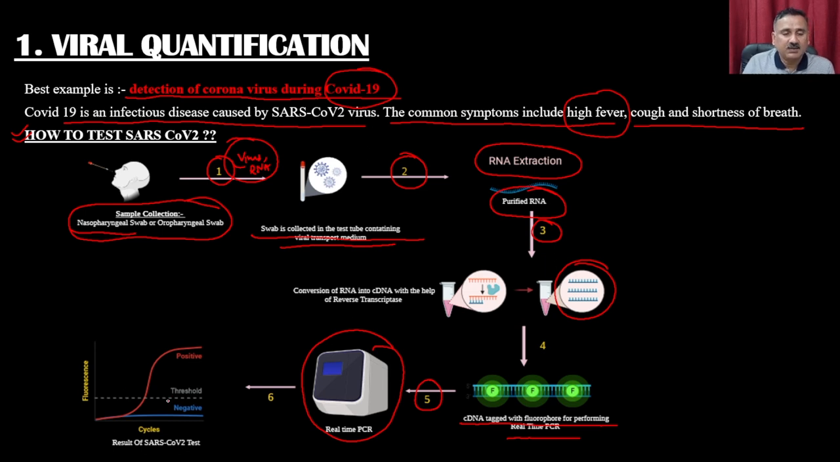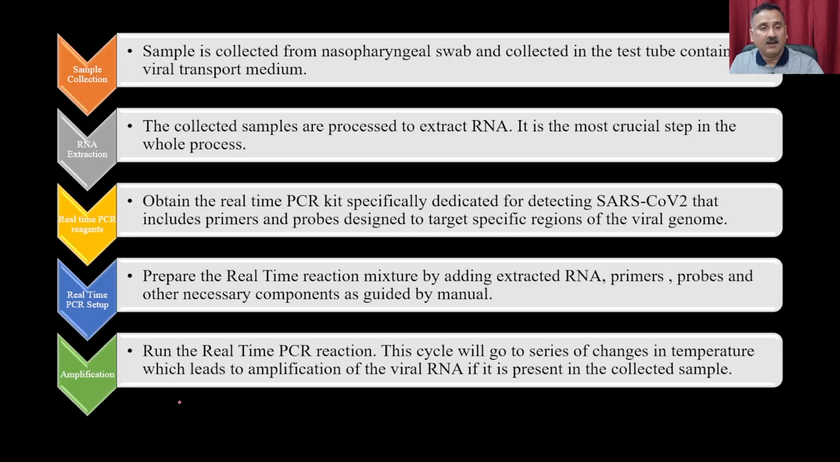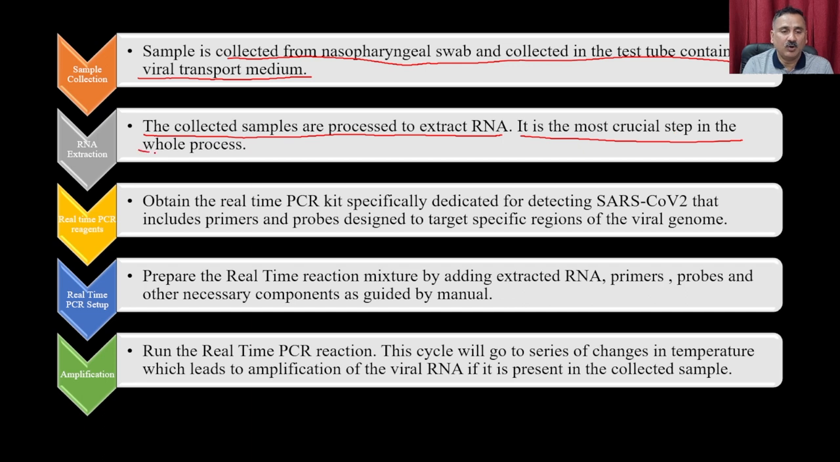And what are you going to analyze? You are going to analyze the CT values. A CT value beyond a certain copy number is going to tell you that the sample is positive, whereas if the sample is below the baseline, then it is going to say negative. So these are the steps. The sample is collected from the nasopharyngeal swab into a tube containing the viral transport media. The collected sample is processed to extract the RNA. It is the most crucial step in the whole process.